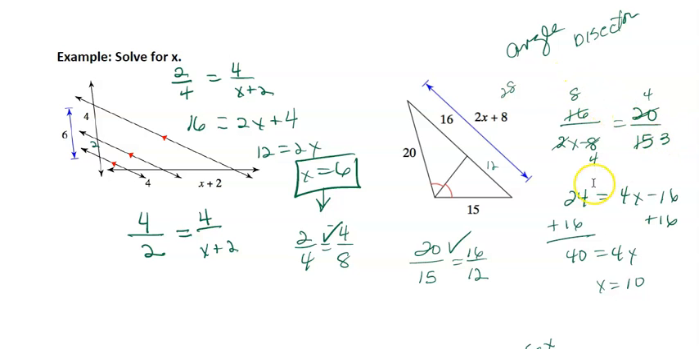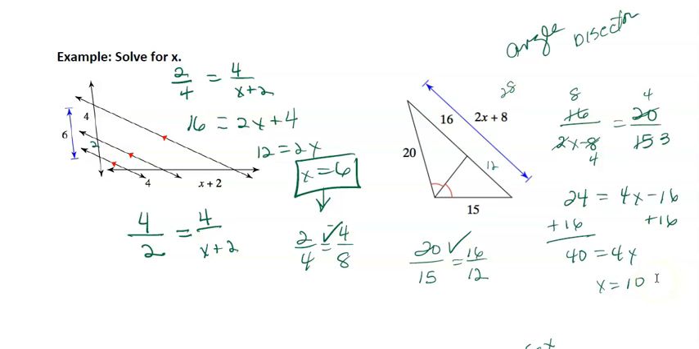8 times 3 is 24, and then this is x minus 4 times 4, which is 4x minus 16. Add 16 to both sides. 24 and 16: 6 and 4 are 10, and the 0, carry the 1. 2 and 1 is 3, and the 1 that you carried is 4. That has to equal 4x. Divide both sides by 4, and you get x equals 10.